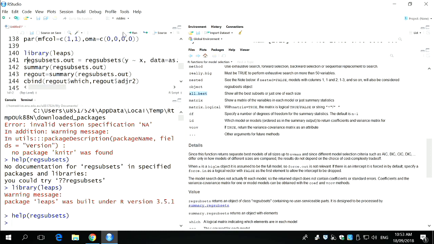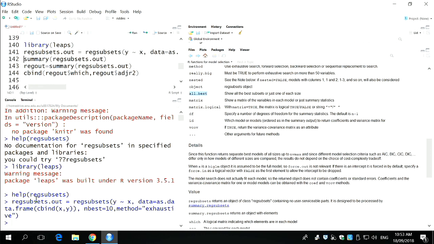Okay, so let's run this command. Okay, reg.subsets.out, so that's just an object I'm creating, equals regsubsets, y tilde x, I want to relate y to my 4 x's, data equals as.data.frame, cbind x and y, so that's my whole data set, all my x's, all my y's, nbest equals 10, method equals exhaustive. So I'm going to try and fit all of them. Okay, so that's the command that does it, regsubsets.